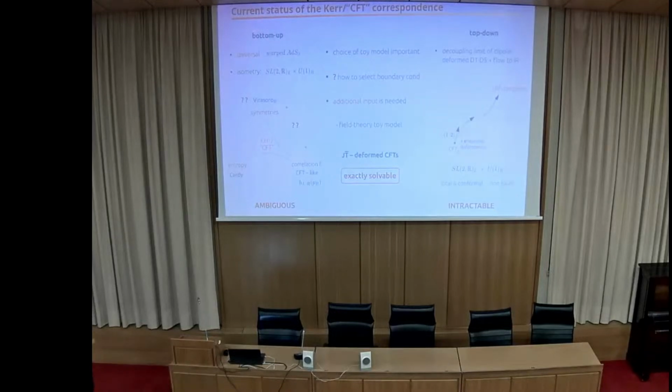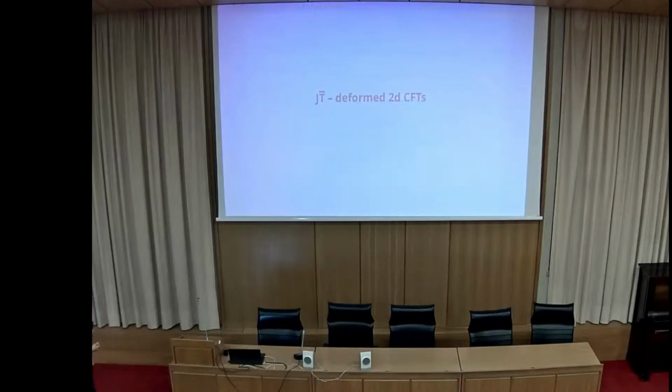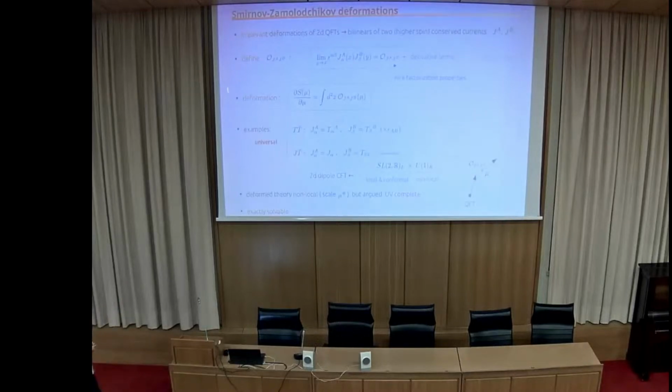These analyses are ambiguous, and this analysis is untractable. So we want to do a toy model and see what it gives us. The toy model is called JT-bar deformed two-dimensional CFTs. So what's the JT-bar deformation? It's an irrelevant deformation of two-dimensional QFT. It's an example of a so-called holomorphic deformation, and it's constructed from a bilinear of two conserved currents. In this case, it's a U(1) current J and the right-moving translations, T-bar. More generally, one takes some antisymmetric combination of the two current components.